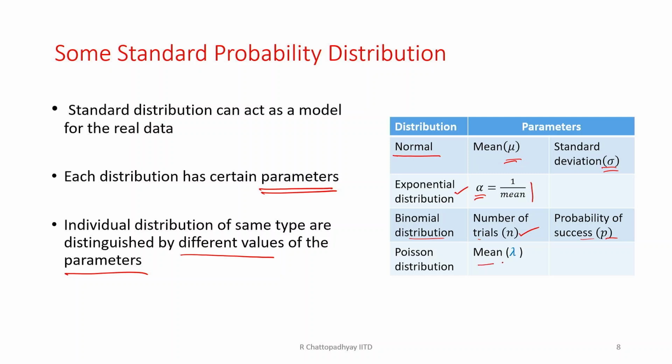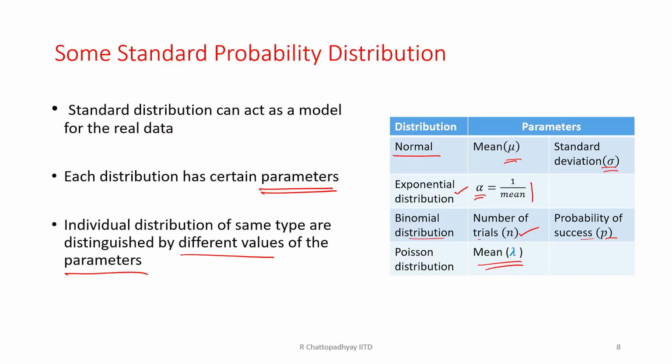Poisson distribution also has only one parameter. This parameter is generally represented by the value lambda. These are the symbols, and these symbols can vary from textbook to textbook. In some textbooks it is lambda, and in some textbooks they might use some other Greek letter.